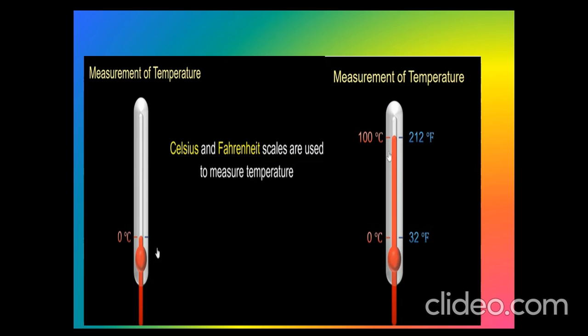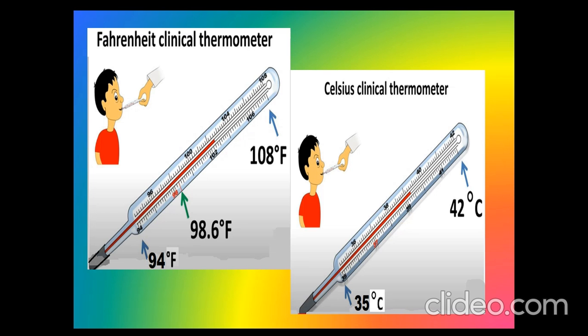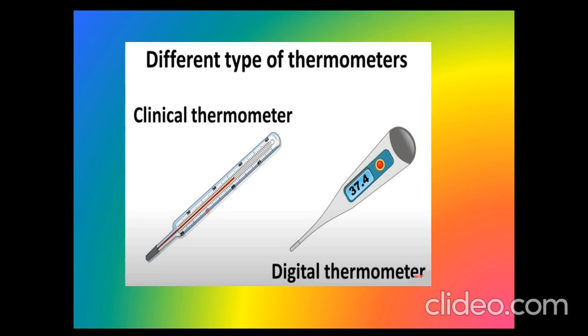Children, can you think about it? Where have you used or seen this diagram? What is it? Now, for the Celsius clinical thermometer, the range is from 35 degrees to 42 degrees. And for the Fahrenheit clinical thermometer, the range is from 94 degrees Fahrenheit to 108 degrees Fahrenheit. So I hope you have understood where you have seen the diagram. Now, these are the different types of thermometers.